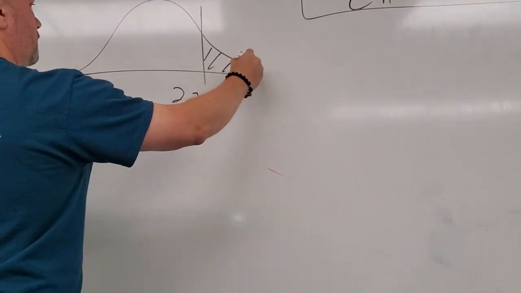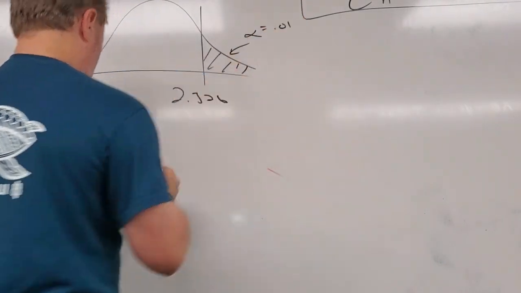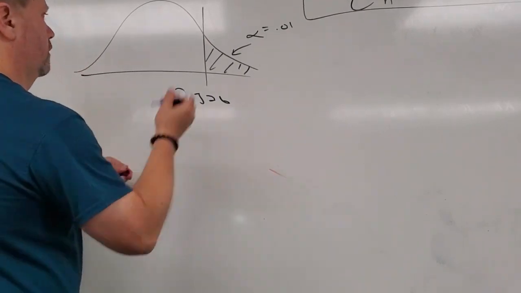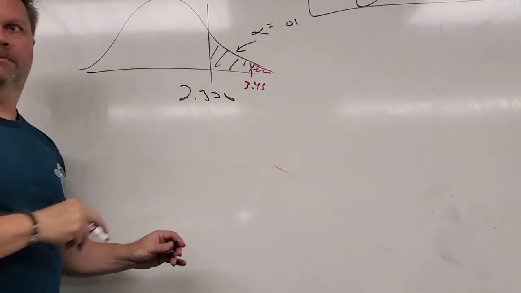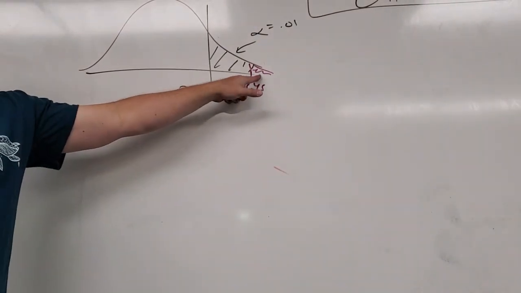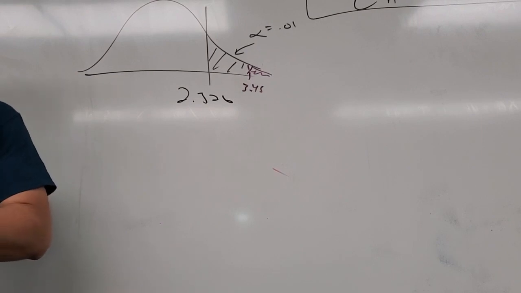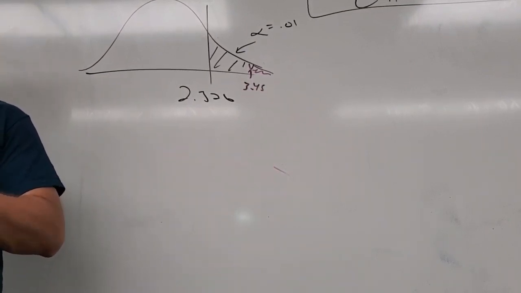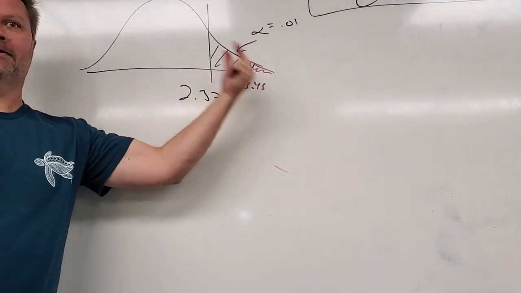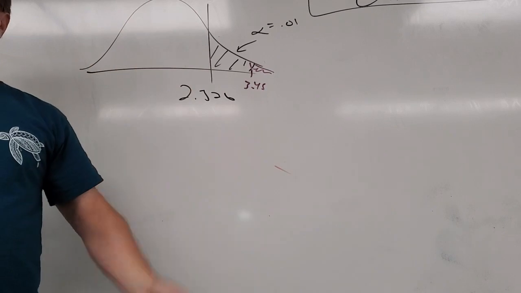2.326, there's alpha, yes? And it's 0.01. Our z-star was 3.45. You see that tail here? Is that going to be more or less than 0.01? A lot less, correct? And you guys can right now go find it for me. Look it up. How do you find the area in that tail? This is chapter 6 stuff now, which was ages ago.